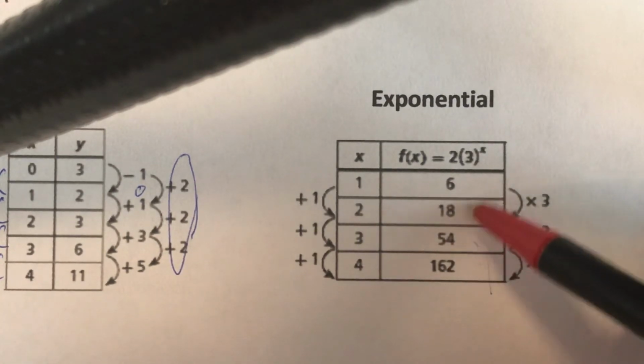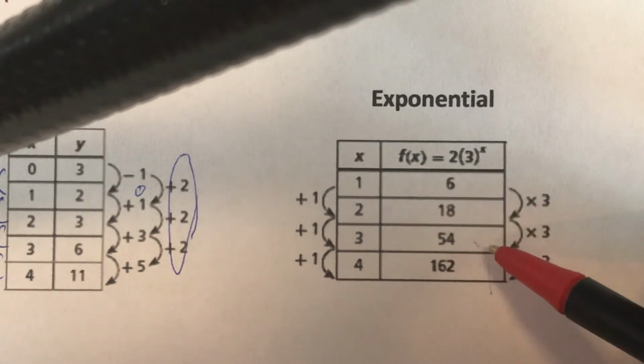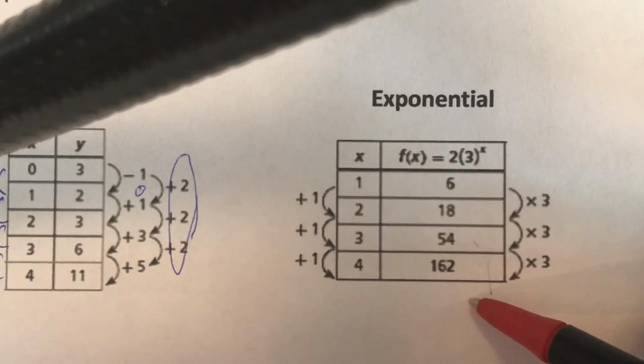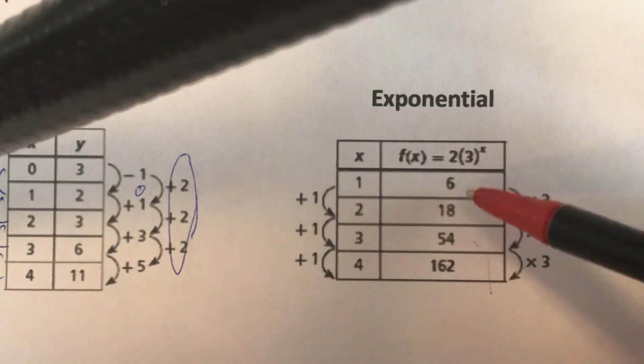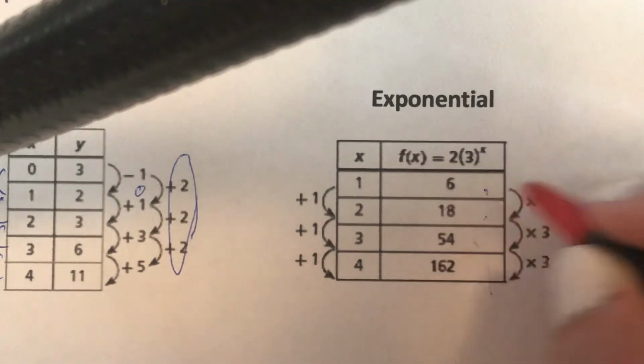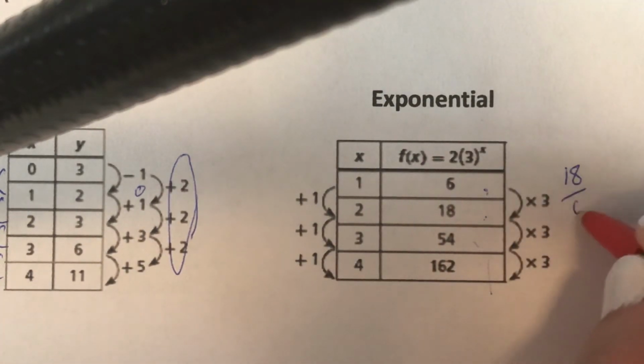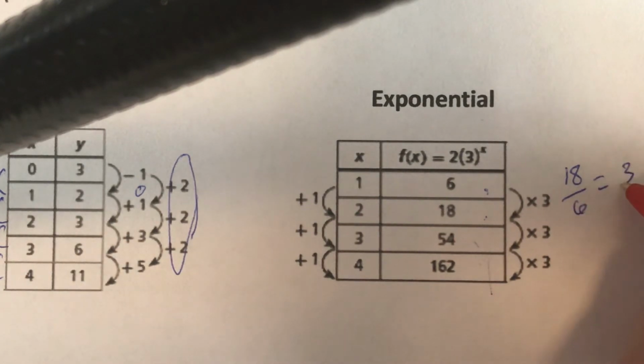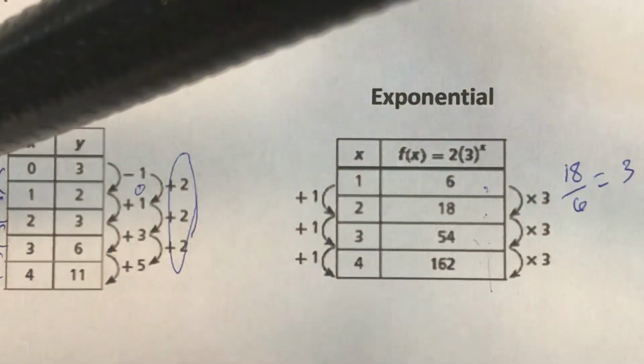We're going up by like 12 here. So we're definitely not going up by adding by a consistent amount. But if we're looking at this, and if you're not sure, you can always take the second one and divide it by the first. So if I do 18 divided by 6, oh okay, this is 3. Then, yeah, y'all can see that.